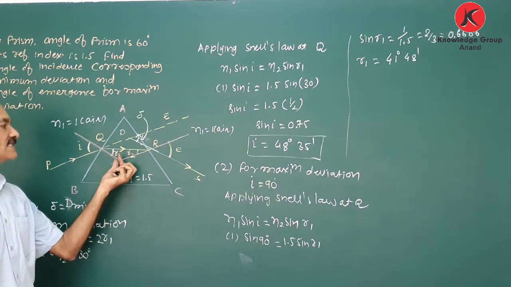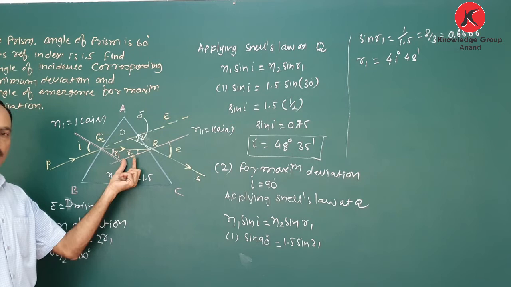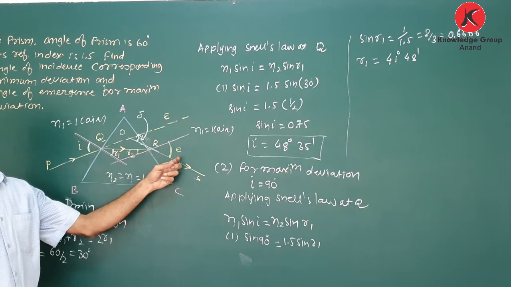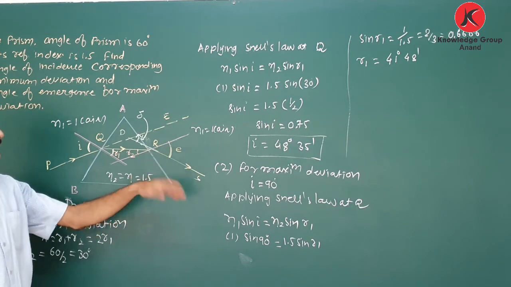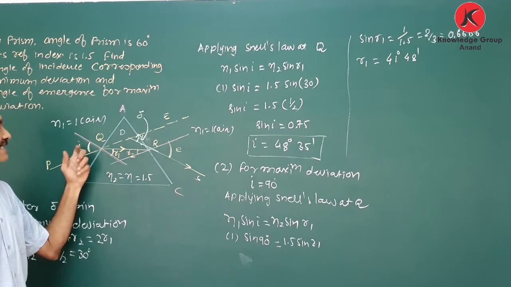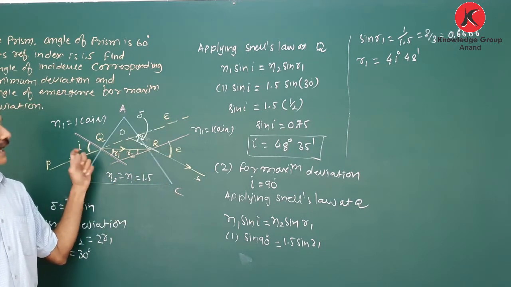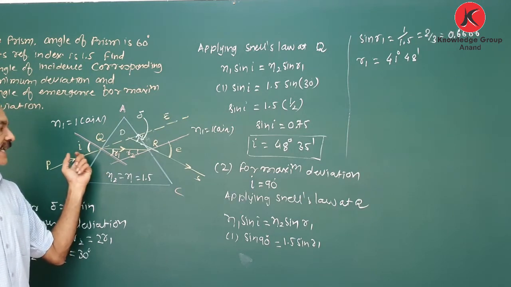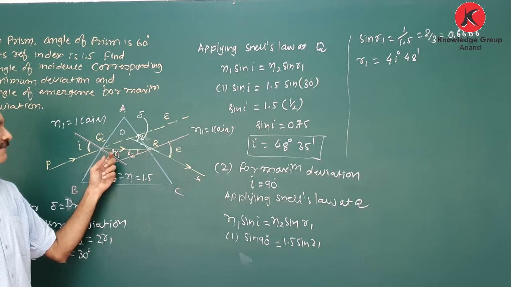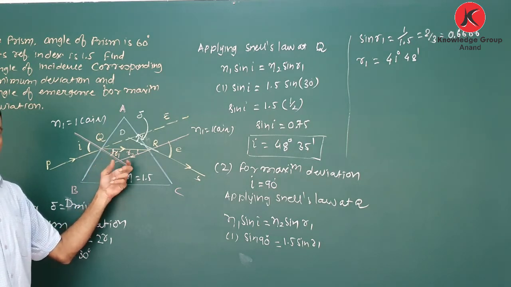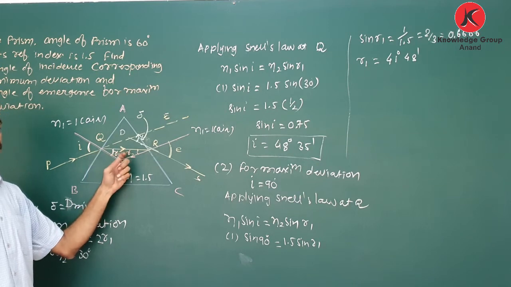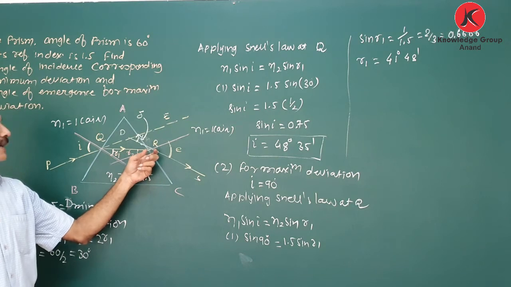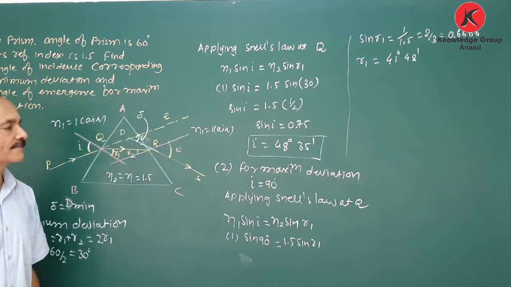Now we have the relation A is equal to r1 plus r2. We obtain the value of r2, and again we have to apply Snell's law at point R to obtain the e. Here, for maximum deviation at this point R, only the i is known, i is 90. Applying Snell's law at point Q, I consider 90, we obtain r1. After r1 is obtained, r1 plus r2 is equal to A, so we obtain the value of r2. After getting the value of r2, apply Snell's law at point R, we obtain the e.